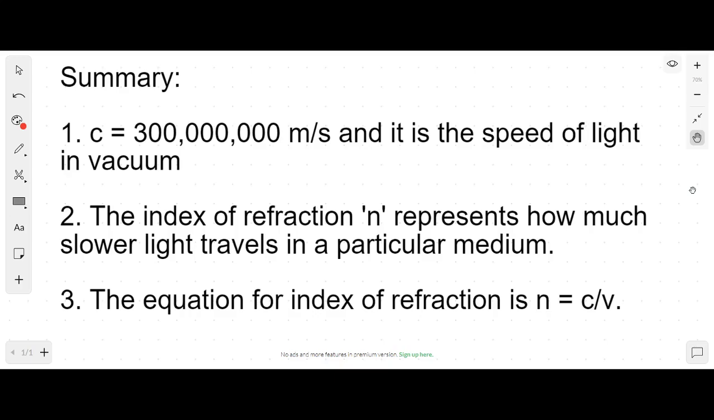Now, this was a short lesson. If you still have any questions, make sure to get them to me. I'll try to answer them. Just know that n represents how much slower light travels in a particular medium, and we're going to use it next in our next lesson for Snell's law.